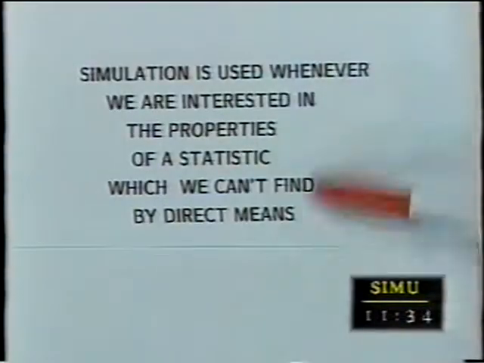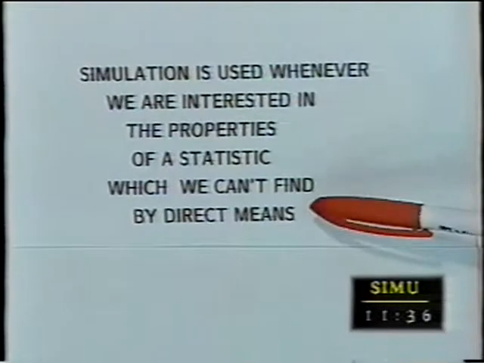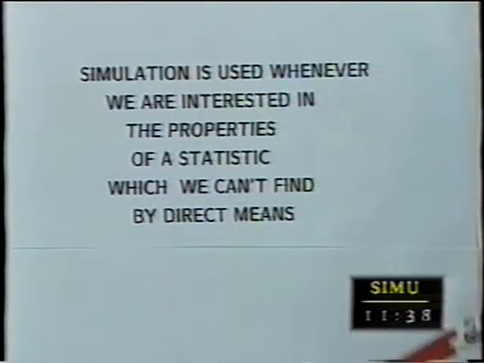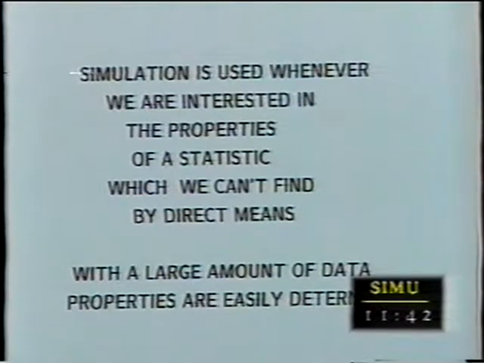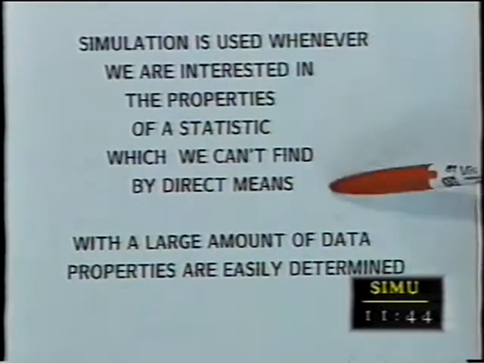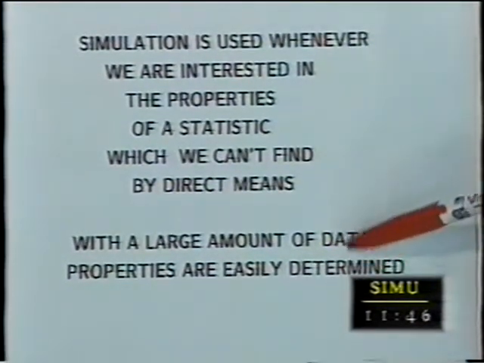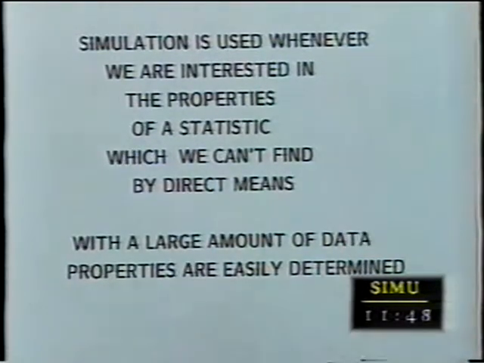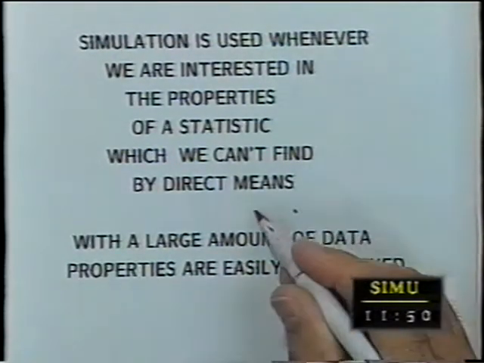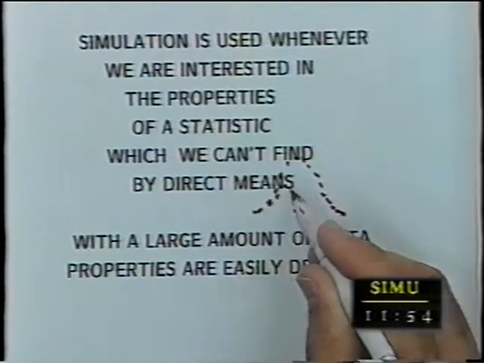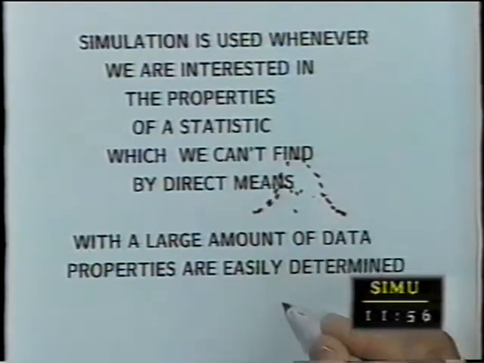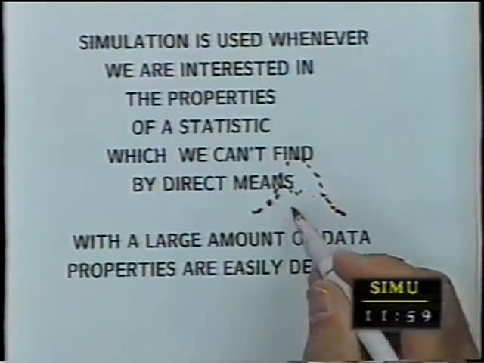However, there are many times when you can't get answers directly, and you want to simulate so that you can have an answer. You won't have an answer if you don't simulate. With a large amount of data, properties are easily determined. I can find the properties of a statistic when I have a lot of data. We said the reason we can't find the mean is because it's the center of an infinite amount of data. Well, we don't have an infinite amount of data. We only have 20 or 30. But in the computer, I can have 100,000 or even 1,000,000.